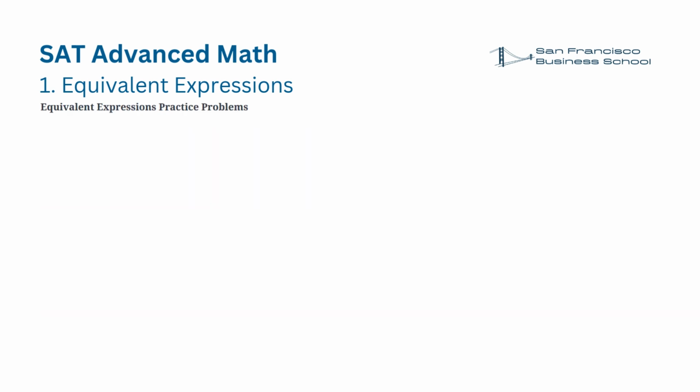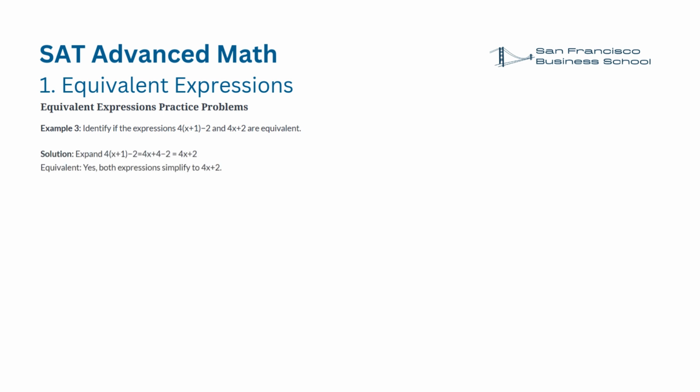Equivalent expressions practice problems. Example 3. Identify if the expressions 4 times (x plus 1) minus 2 and 4x plus 2 are equivalent. Solution: expand 4 times (x plus 1) minus 2, which is equal to 4x plus 4 minus 2, which is equal to 4x plus 2. Equivalent: yes, both expressions simplify to 4x plus 2.